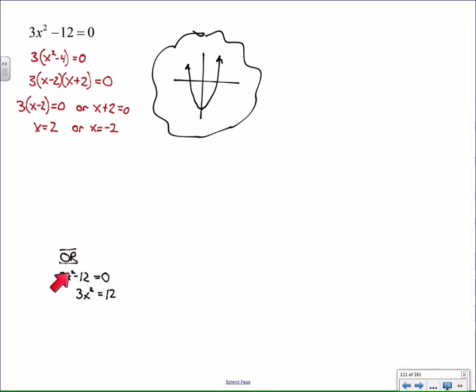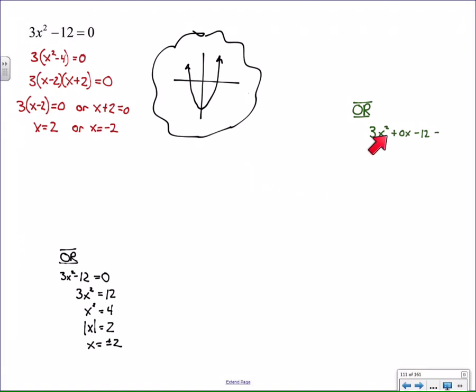Or, if you want to be super smart, you could also add the 12 to both sides, then divide both sides by 3, and then take the square root of both sides. You can do this if you remember the absolute value, and then to get rid of the absolute value, you have plus or minus 2. So this is good. Either of these is good. I totally condone both of them.